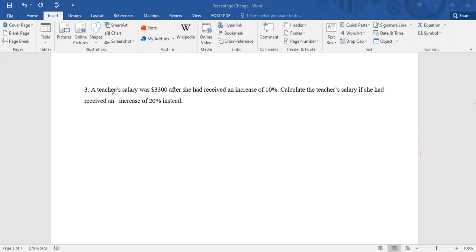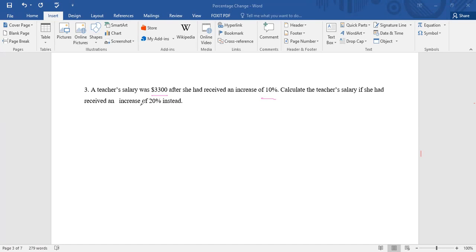Okay, so say a teacher's salary was $3,300. We have to be careful with these words. A teacher's salary was $3,300 after she had received an increase of 10%. So after she got a 10% increase, this was her new salary. Calculate the teacher's salary if she had received an increase of 20% instead.